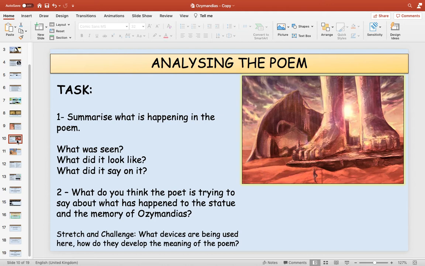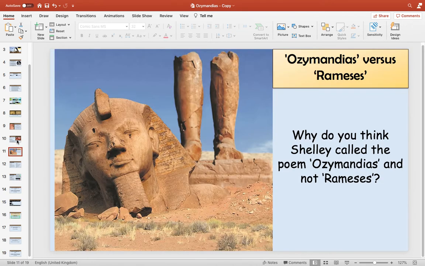some of the themes. So the first thing I want you to have a think about is, why do you think Shelley called the poem Ozymandias and not Ramesses? So we already know from the last lesson that Ozymandias was just another name for Ramesses II. So why is it, do you think, that Shelley chose to use Ozymandias and not his real name of Ramesses II? Have a think about that and we'll come back to that a little bit later on.